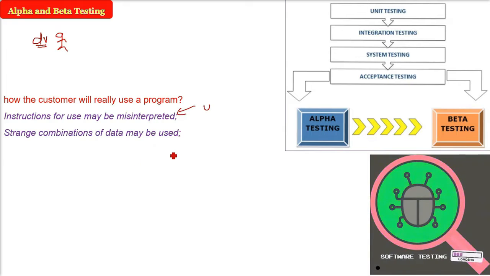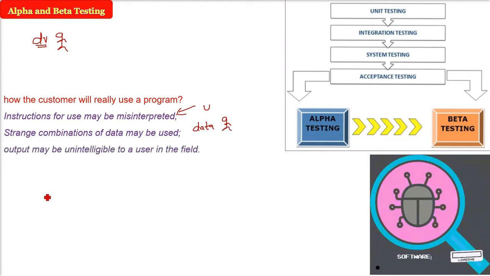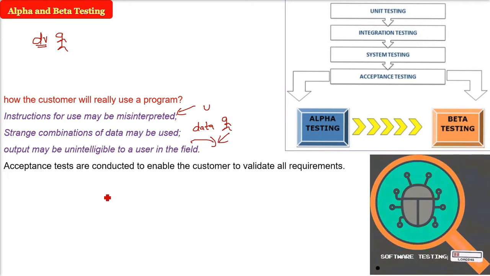There may be some strange combination of data. Data may not be understood by the user. Output may be unintelligible. That is, in the field, he may not understand what the output is. So for that, acceptance tests are conducted in order to enable the customer to validate all the requirements. And this comes under acceptance testing.